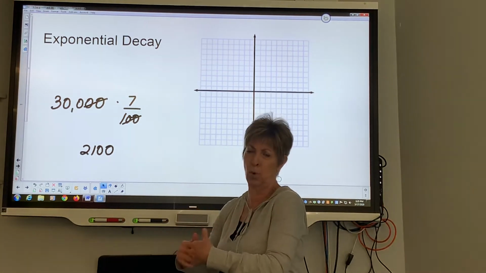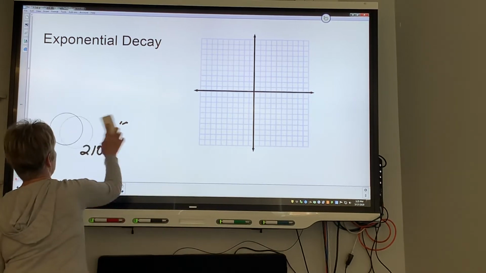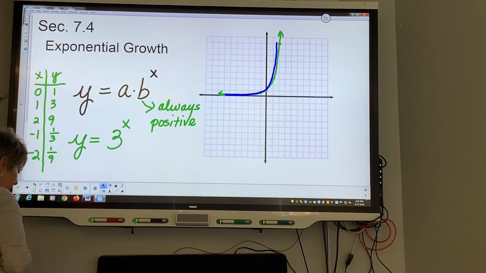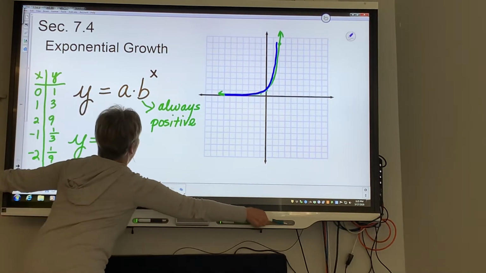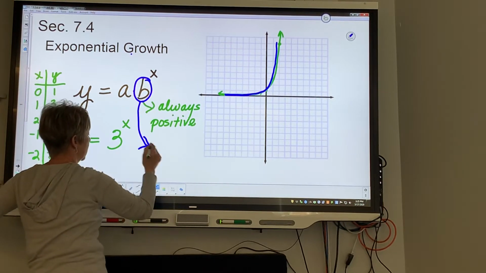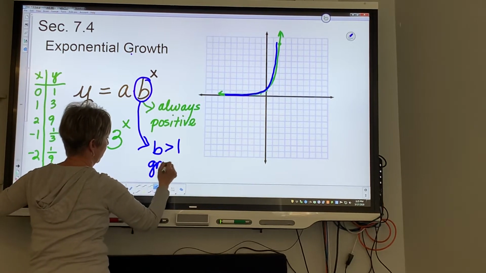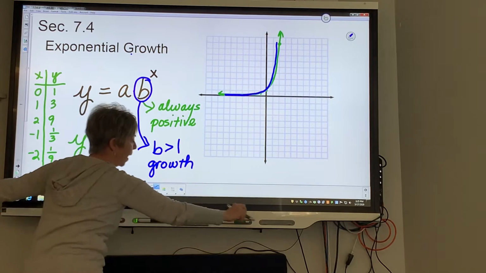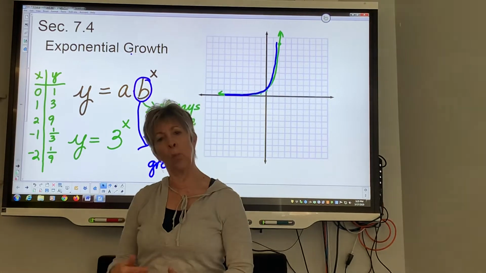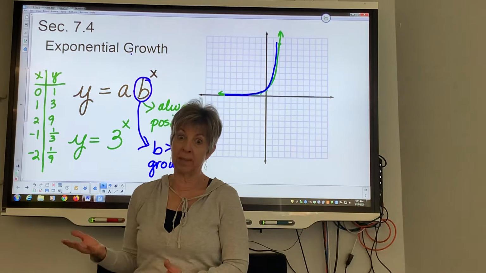So the less the car is worth, the less you're losing each year. So when do we have an exponential decay function? In an exponential growth function, if you went back and looked at the worksheet I gave you, this b is going to be greater than 1 for a growth function. I mean, just think about it. If you multiply something by 1, it doesn't change. If you want to multiply something and end up with something more, you're going to multiply it by something more than 1.